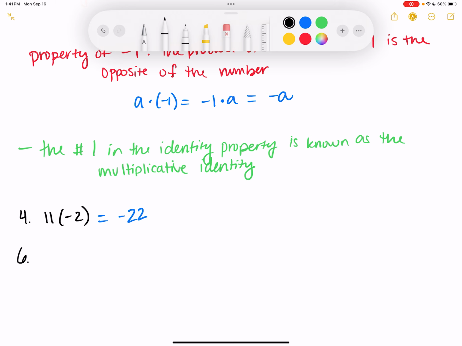Number 6, -8 times -11. They're the same sign, so it is positive 88.